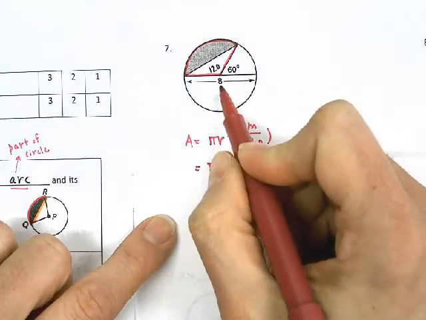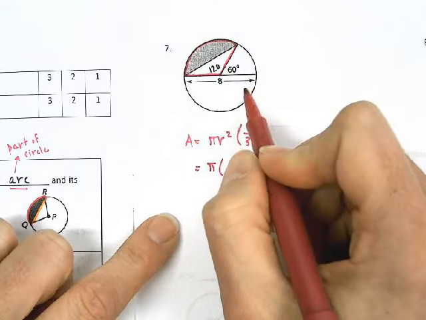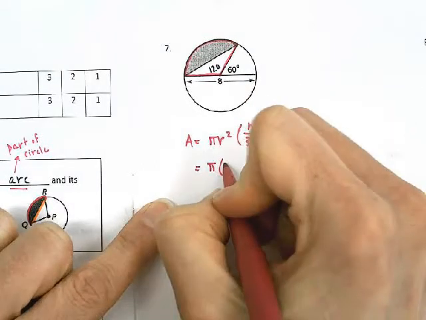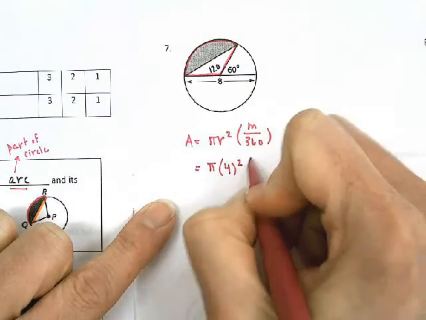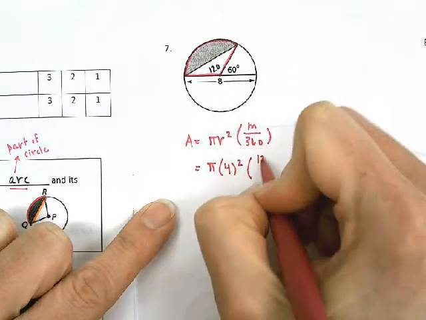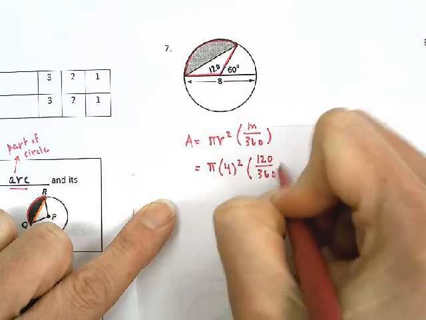Now, we have to also be careful here. They're giving us the diameter of that circle. So to get the radius, we know we have to divide that in half. So my radius is 4. And then my central angle is 120 degrees.